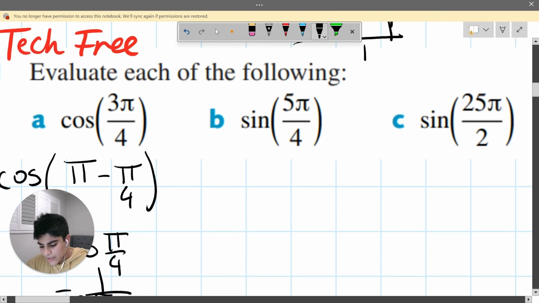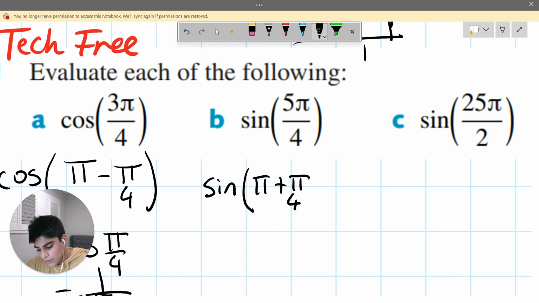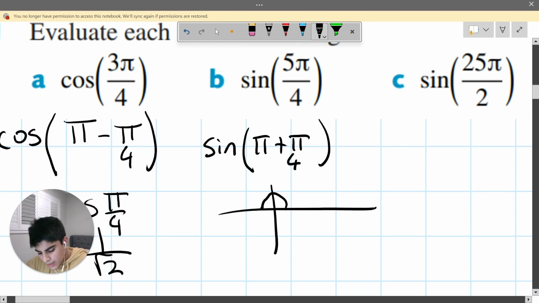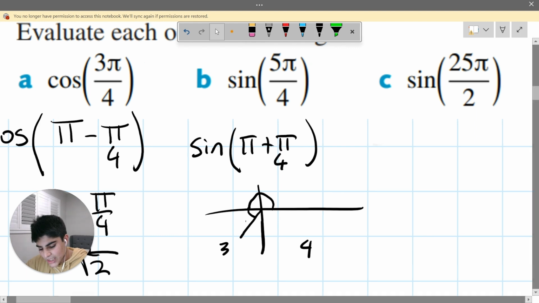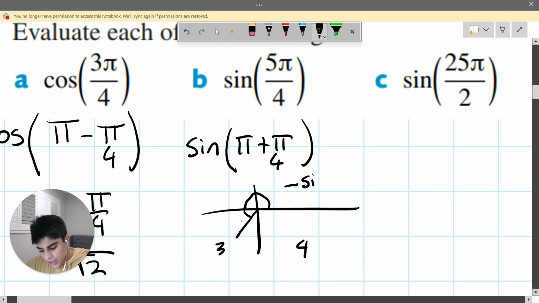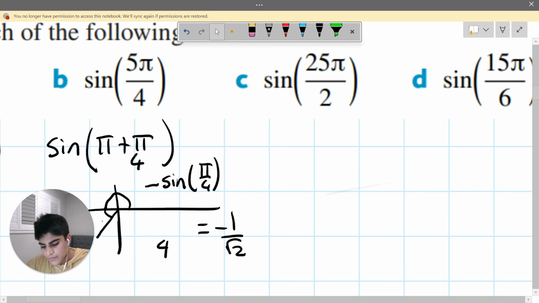Similarly, sine 5 pi on 4. This is the same as sine pi plus pi on 4. Let's picture this. This is sine pi, and this is sine pi plus pi on 4. Sine is negative in the third and fourth quadrant, so this value is the same as negative sine pi on 4. This equals negative 1 over root 2.